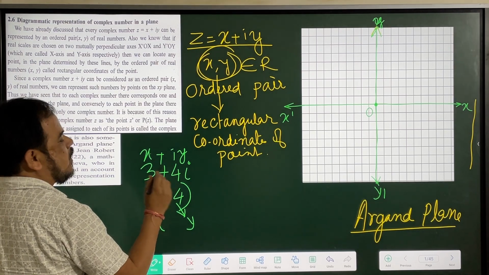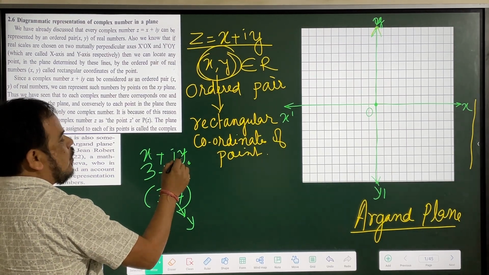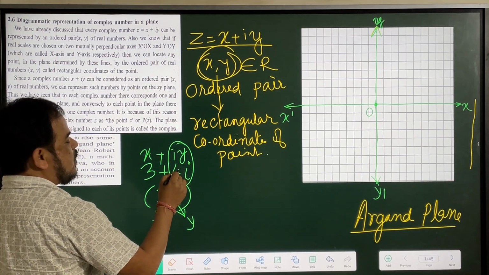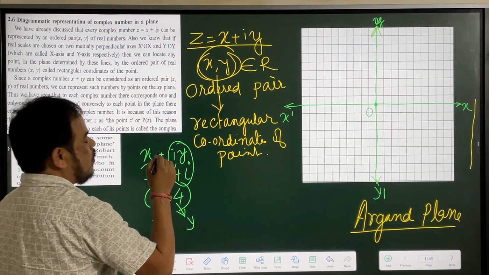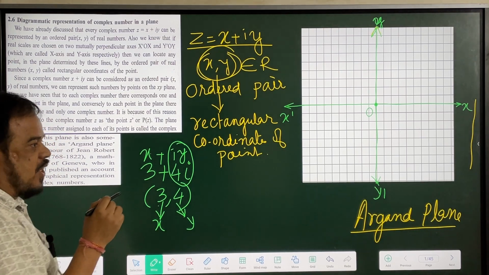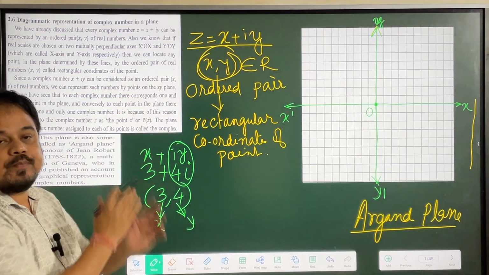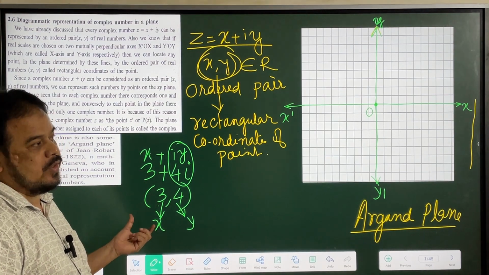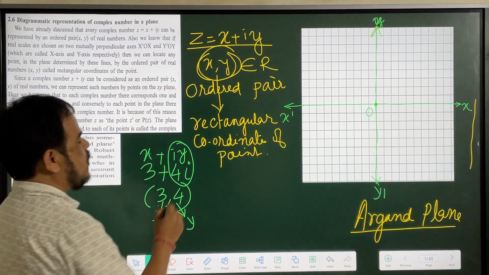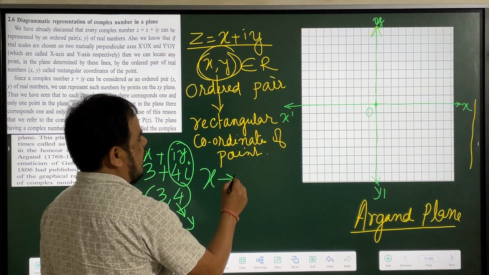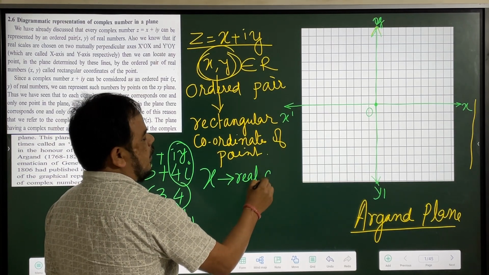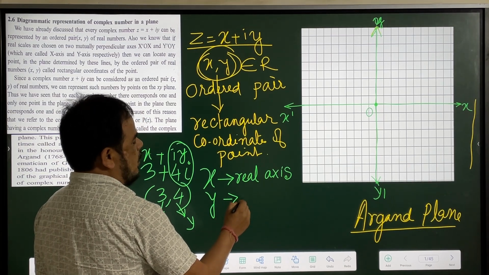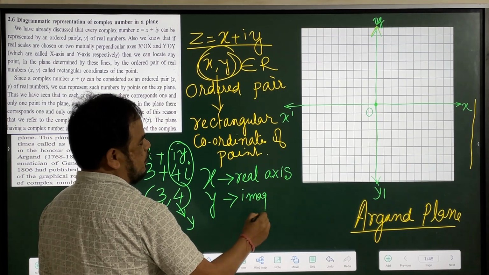So what do we understand? The imaginary part will be located with respect to the y-axis, not the x-axis. The x-axis is for real numbers. That is why the x-axis is called the real axis, and the y-axis is called the imaginary axis.